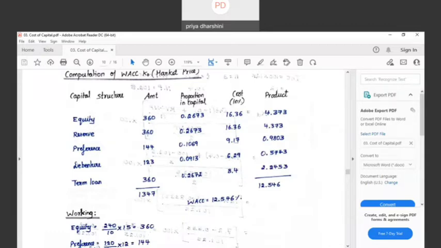But what is happening to reserves? Reserves will continue to be the same 360 as in book value. You should not ignore reserves. So reserves will continue to be the same as 360 as in book value.